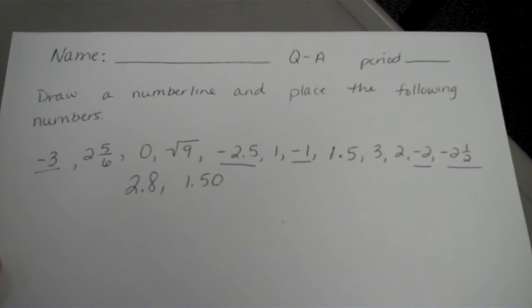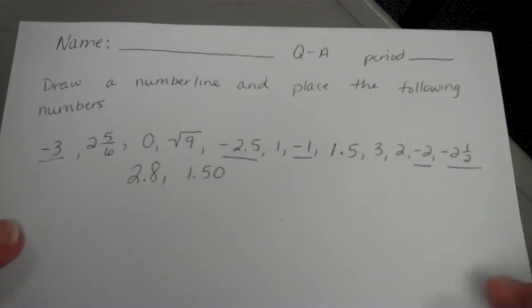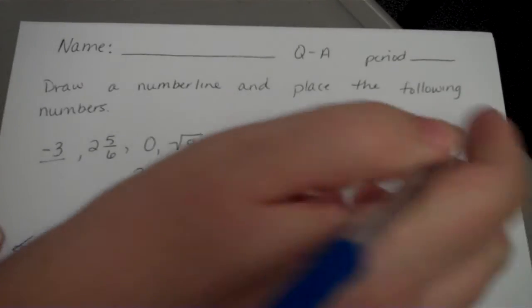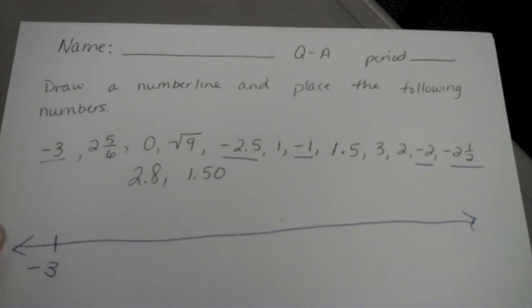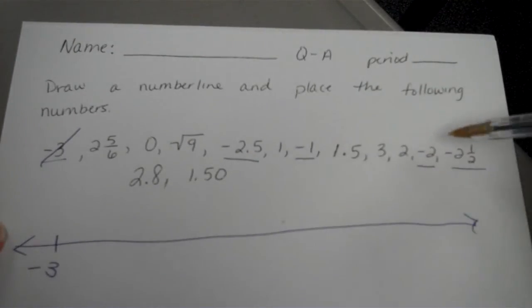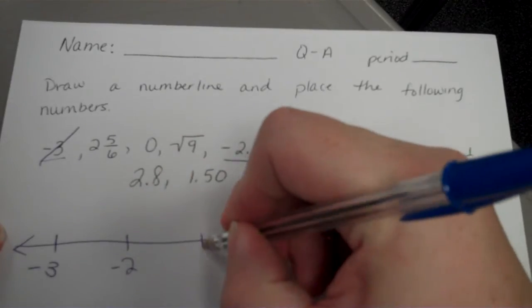So I'm going to start by drawing my number line. My biggest negative is -3, so I'm going to start my number line at -3. So here's my -3. Then I cross it out so I know I did it. Then I have -2 and -1 as my next whole numbers. So -2, -1.